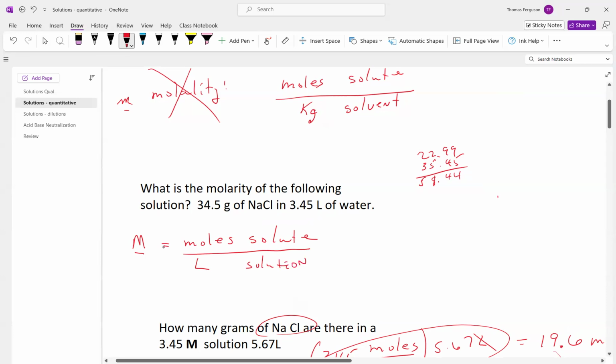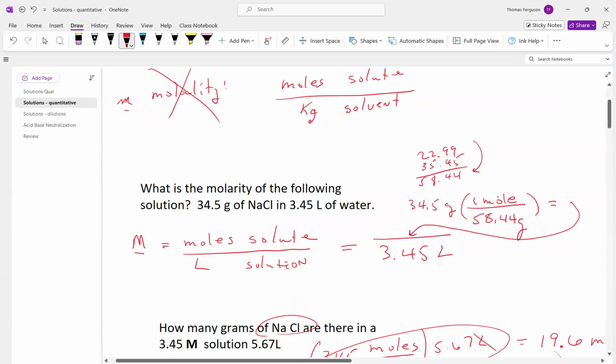Moles of solute versus liters of solution. Okay, so liters of solution, we have 345. Moles, we have grams, we have to convert. So first step is convert grams to moles. And then this is going to go here. So you can do this all in 1 step or do it in 2 steps. Most students like to do it in 2 steps. Calculate moles first, and then throw that over the liters.